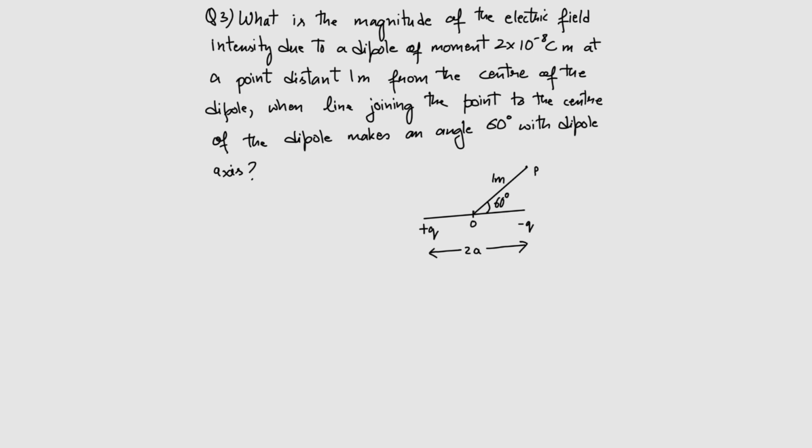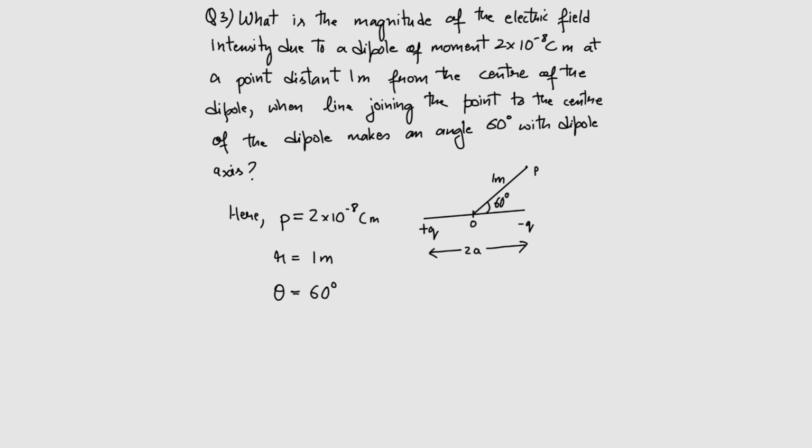So now, let us write down what has been given. The dipole moment P is equal to 2 into 10 to the power minus 8 coulomb meter. Next thing that has been given is the value of R, which is equal to 1 meter. And next, the value of theta, which is equal to 60 degrees. As you can see, the values are all in terms of SI.